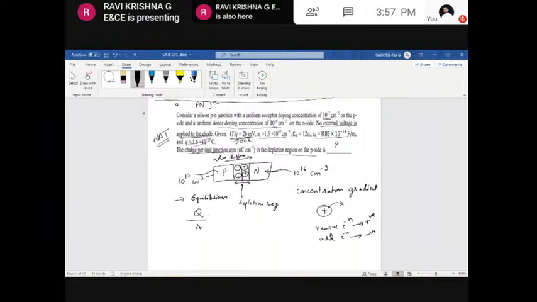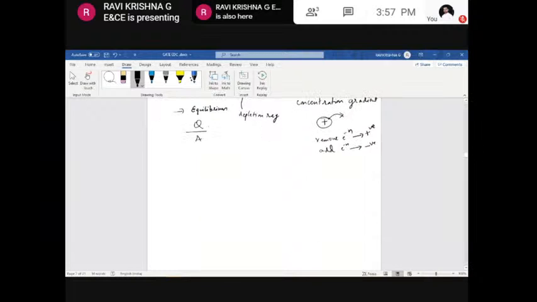We need to consider the charge per unit junction area in the depletion region on the P side, that is this region. In this region, we need to determine the charge per unit area. So let us redraw this particular diagram one more time. This is your PN junction or PN device. This is your junction, and this is the depletion region. Here it will have the negative ions, and here it will have positive ions.